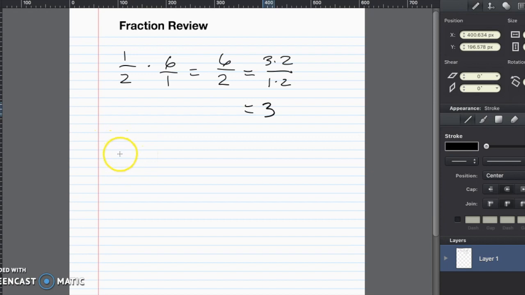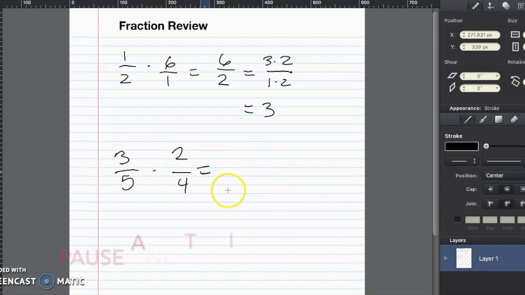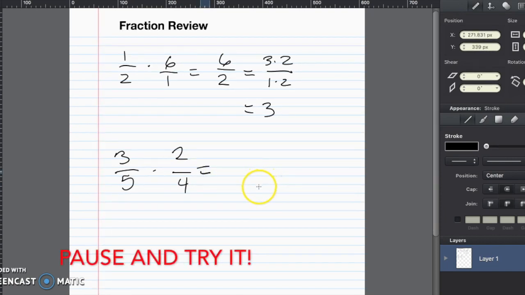So let's try one on our own. Go ahead and try in your notebooks 3 over 5 multiplied by 2 over 4. Don't forget to reduce this, and then I'll catch you on the next set of rules. So I should see an equal something over here. Go ahead and finish that out for me. If I don't see anything, then I'm going to send you back. Okay, so make sure you're doing that.